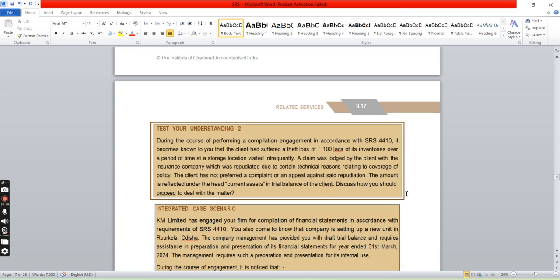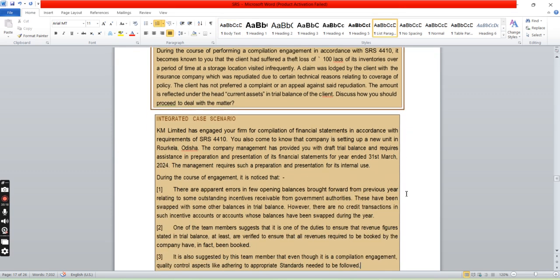Then, during the course of performing a compilation engagement in accordance with SRS 4410, it becomes known to you that the client has suffered a theft loss of 100 lakh of its inventory over a period of time, as the storage location was visited infrequently. A claim was lodged by the client with the insurance company, which was repudiated due to certain technical reasons relating to coverage of the policy. The client has not preferred a complaint or an appeal against the repudiation. The amount is reflected under current assets in the trial balance of the client. Discuss how you should proceed to deal with the matter.